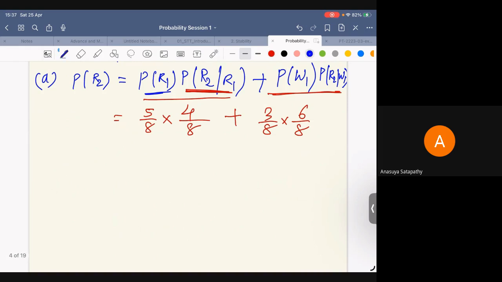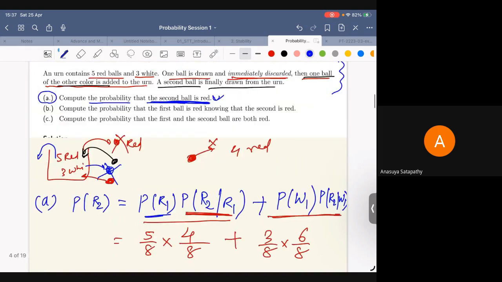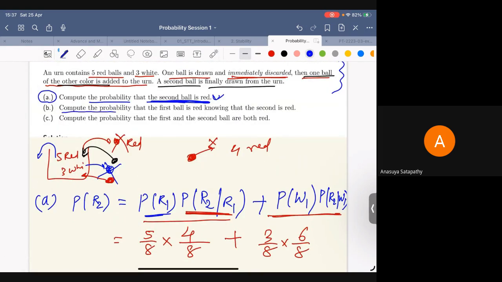Now let's go to option B. Question B: compute the probability that the first ball is red, knowing that the second is red. So what is it saying? You just tell me, this one I will not tell. You tell me what condition is given, what probability is asked, and what the condition given is.